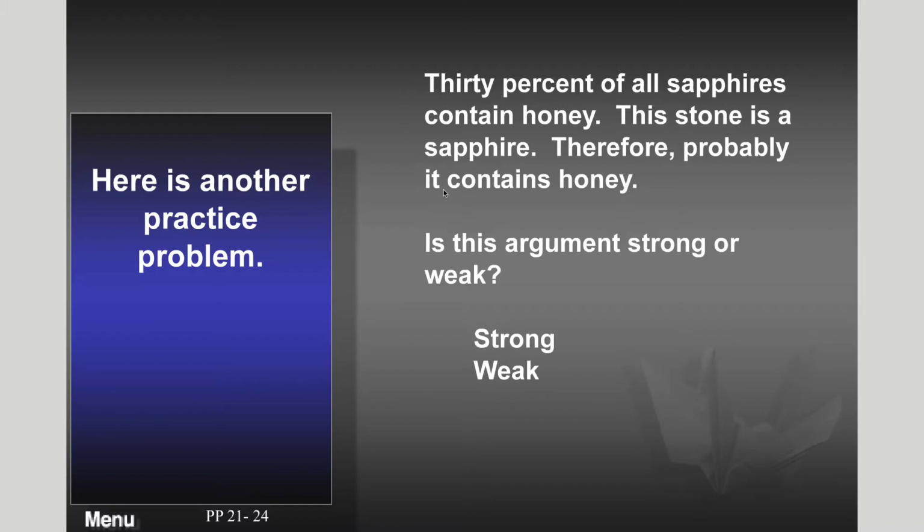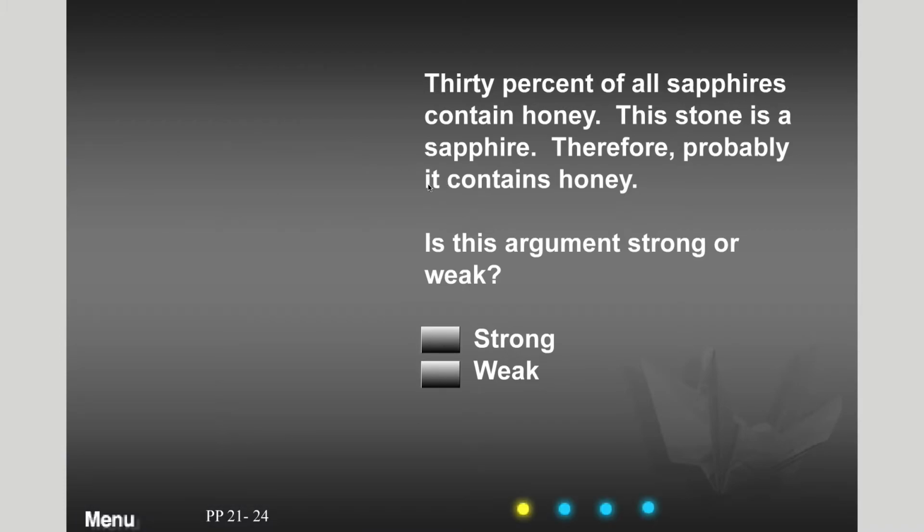So here's another practice problem. 30% of all sapphires contain honey. This stone is a sapphire, therefore probably it contains honey. Is this argument strong or weak? Well, we were looking for the 50% threshold.